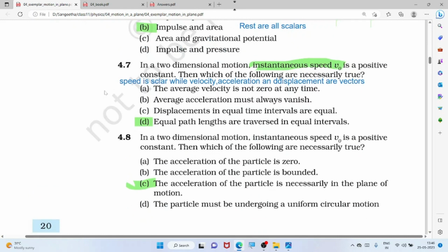In a two-dimensional motion, if instantaneous speed is a positive constant, which of the following is or are necessarily true? Speed is a scalar, while velocity, acceleration and displacement are vectors. The average velocity is not zero at any time. Average acceleration must always vanish. Equal path lengths are traversed in equal intervals. The important thing is that speed is a scalar and velocity, acceleration, displacement are vectors.